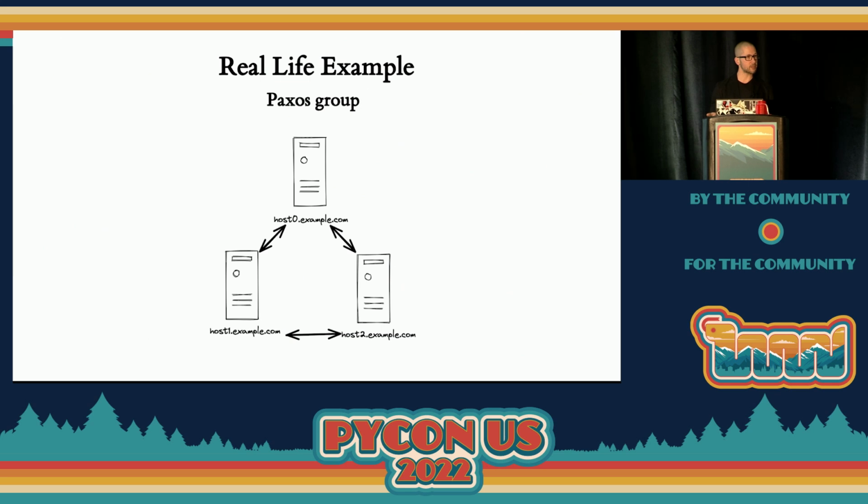Here's a real-life example that I coded a few months ago. I made a toy Paxos implementation. Paxos is a protocol for servers to work together for fault tolerance. So we've got a group of servers here, host 0, 1, and 2, and they all talk to each other. But how does each server know who all of the members of the group are? Let's give them a config file with the list of servers.